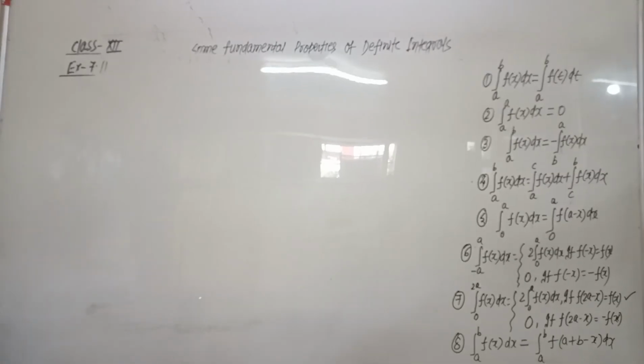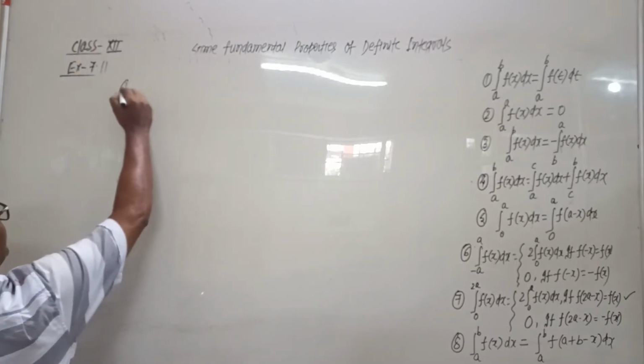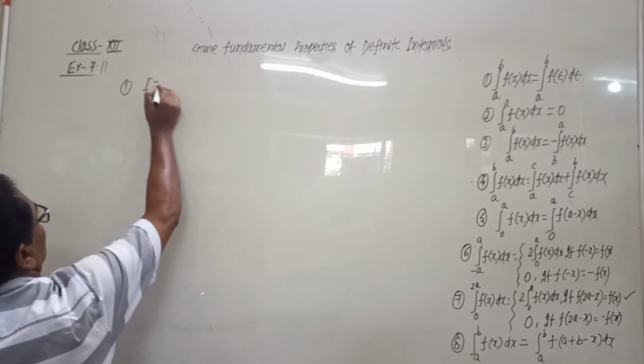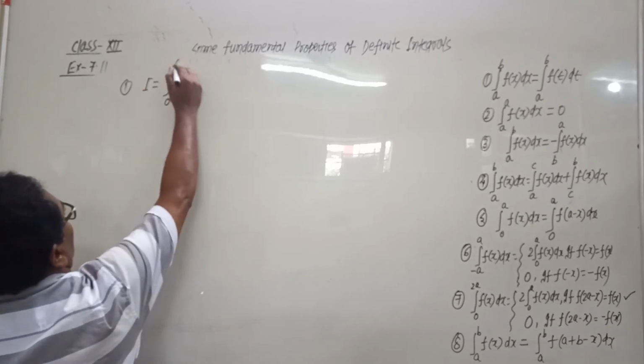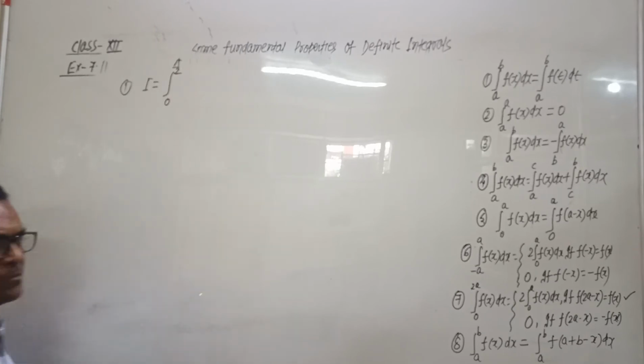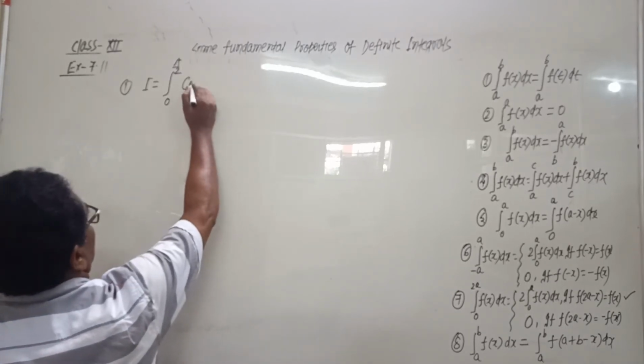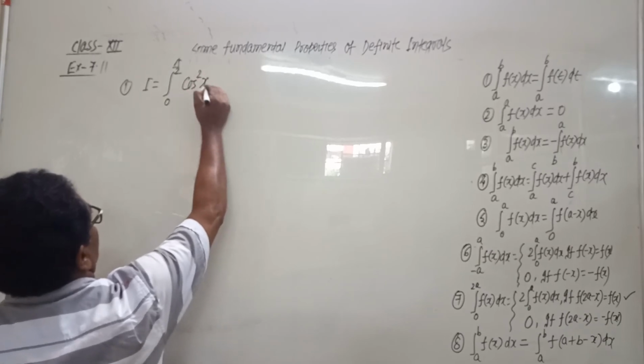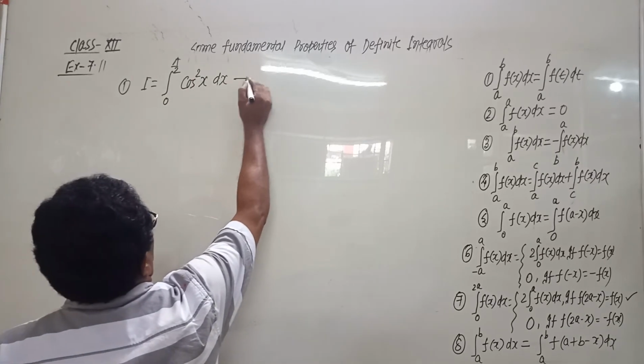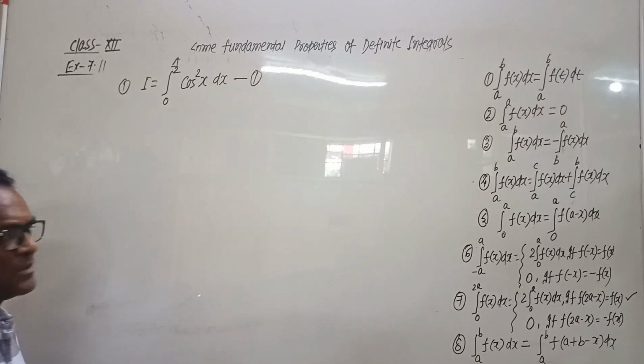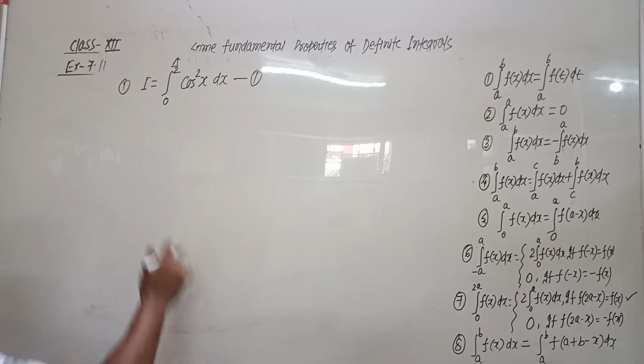Now let us come to the exercise. Exercise 7.11. The first question is I equals integration 0 to pi by 2 of cos square x dx. Name it first equation and use property number 5.